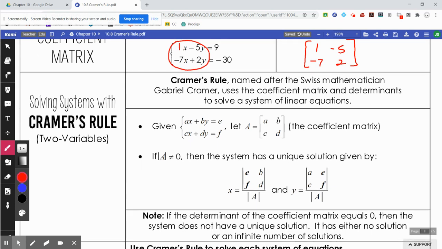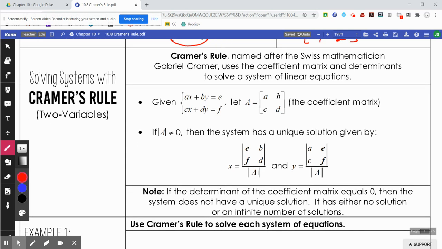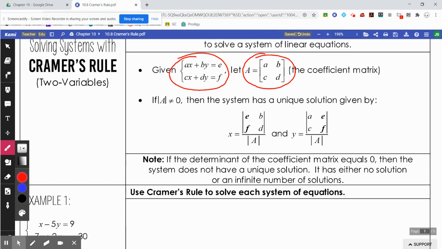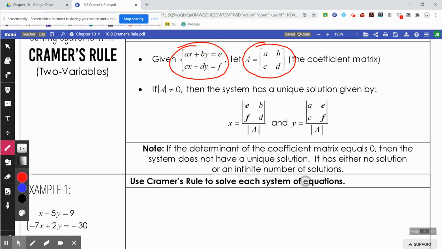It says Cramer's rule, which is named after Swiss mathematician Gabriel Cramer, uses the coefficient matrix and determinants to solve a system of linear equations. So we're going to start out with a two-variable system. Given this system of equations, we're going to let matrix A be our coefficient matrix, A, B, C, D. As long as the determinant of A is not equal to 0, the system is going to have a unique solution given by.